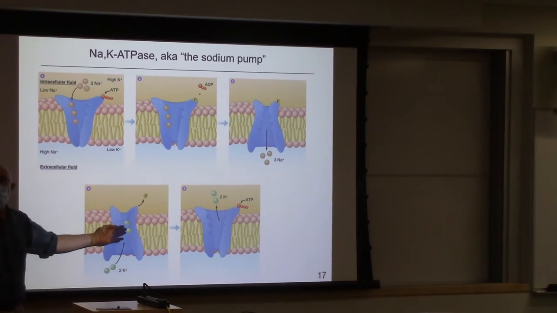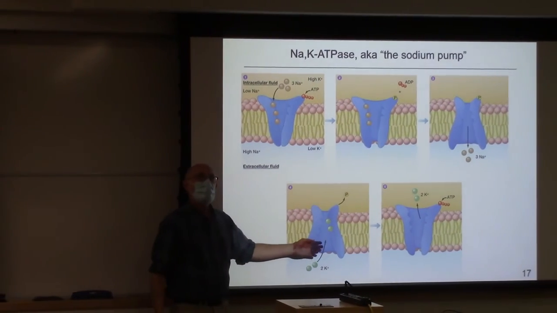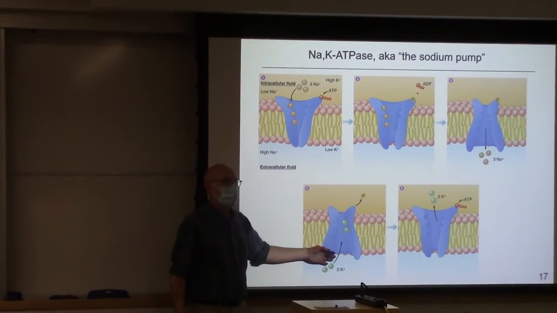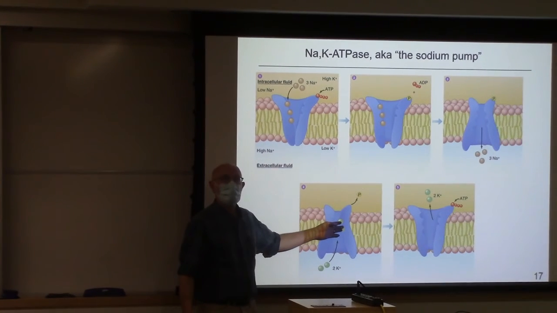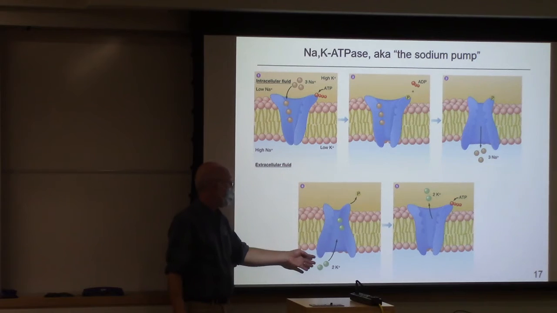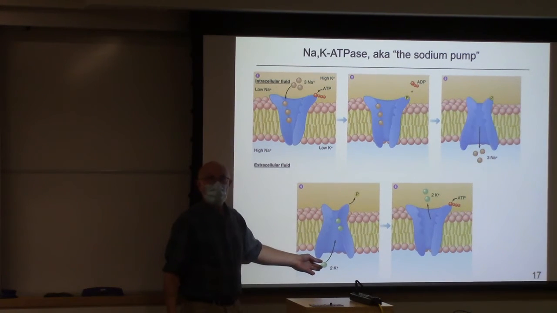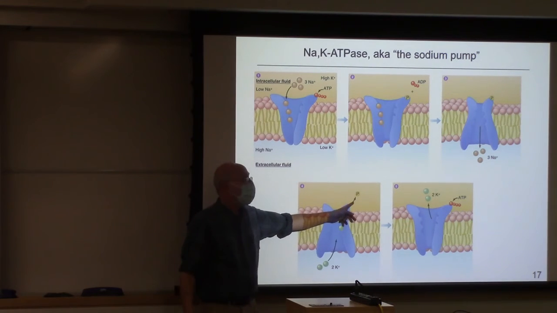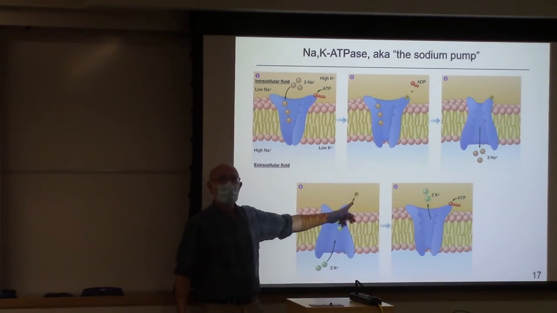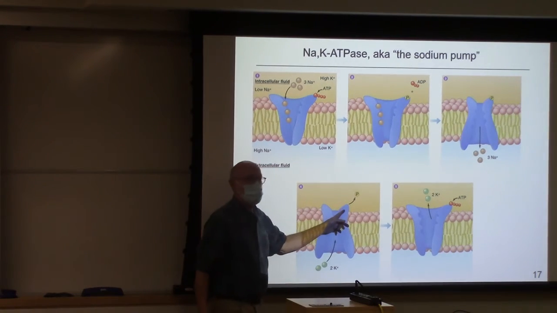Potassium binds to the high affinity binding site. In the outward facing conformation, the high affinity binding sites allow potassium to bind, even though the potassium concentration outside is not very high. What do we call this process? Dephosphorylation. Right, so phosphorylation and dephosphorylation.